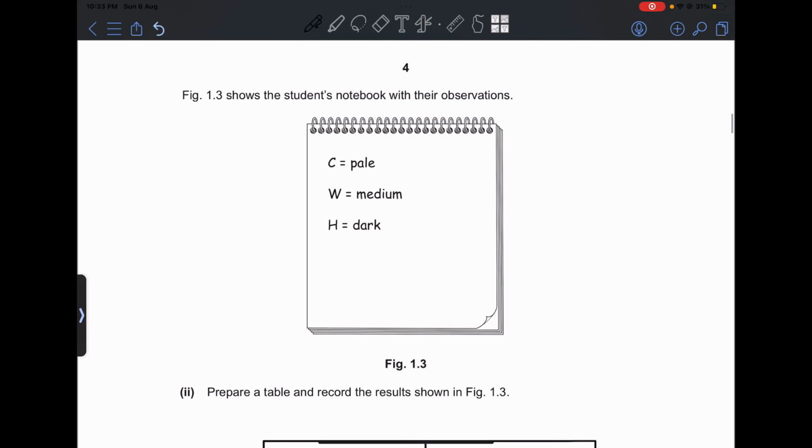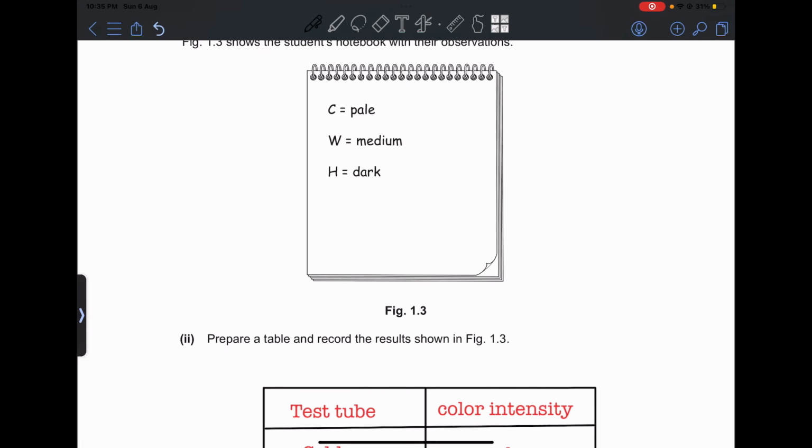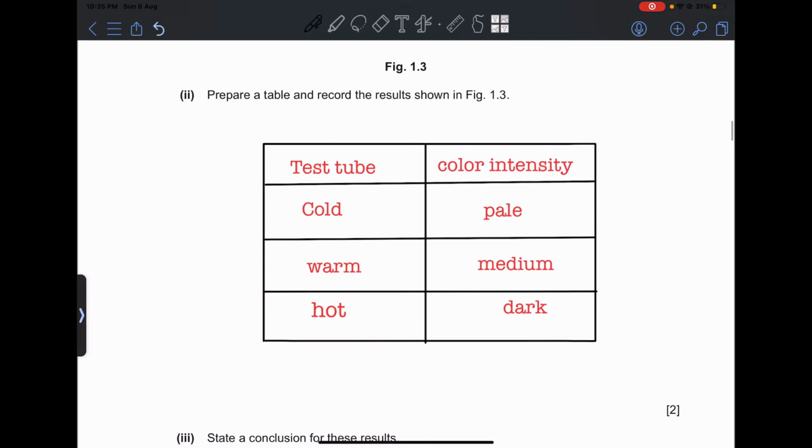Figure 1.3 shows the student's notebook with their observations. Prepare a table and record the results shown in figure 1.3. So over here, this is a table that will get you the full mark. This is because it has the temperature of all the test tubes and it also shows the color intensity. So this is a way to draw it. You can use any other valid way, but make sure to use a pencil to draw the tables and also make sure to use a ruler when drawing the table. This is something that I have discussed in my paper 6 videos.